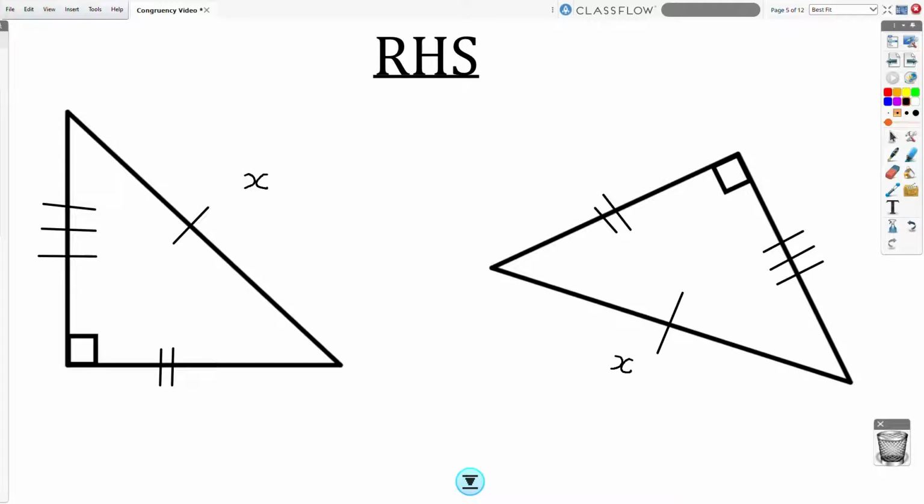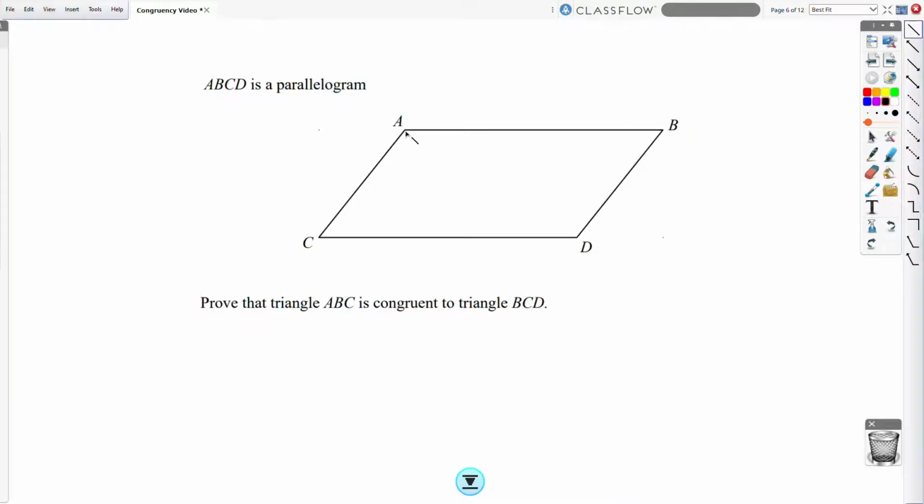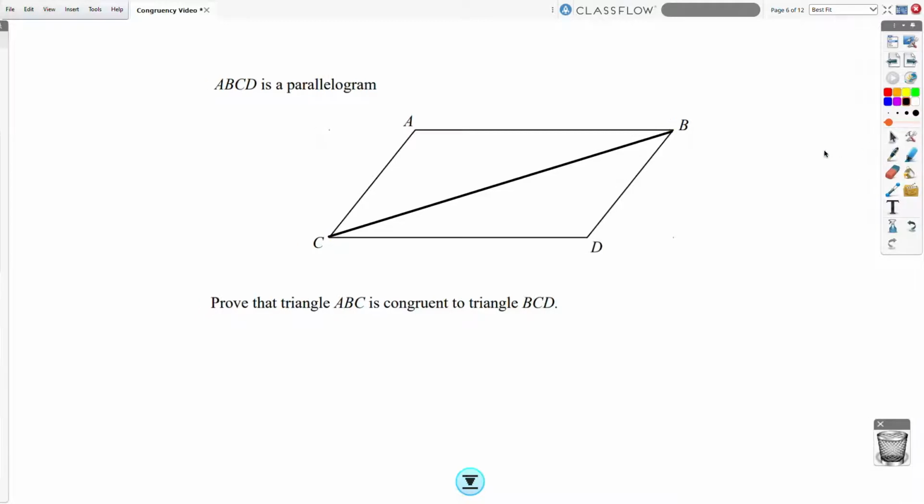So let's take a look at a couple questions where we can use each of these examples. The first one. So we've got a parallelogram here. It says prove that triangle ABC is congruent to triangle BCD. So in order to make that triangle, let's first split the parallelogram correctly into 2. So one's ABC, so we're probably going to split it this way. So there are our 2 triangles.